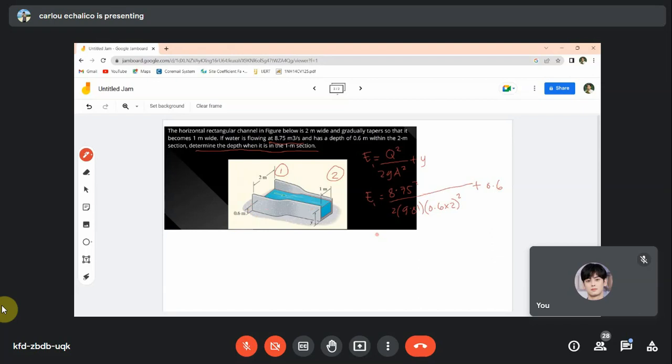So for section 1, our specific energy is, you solve it. We need the specific energy at section 1. 3.31.